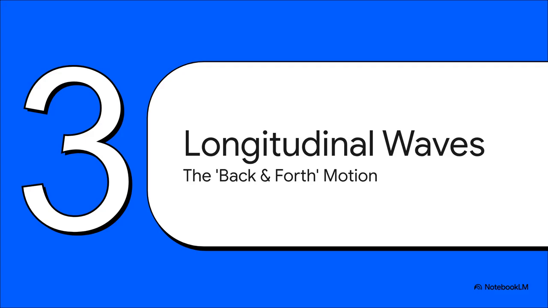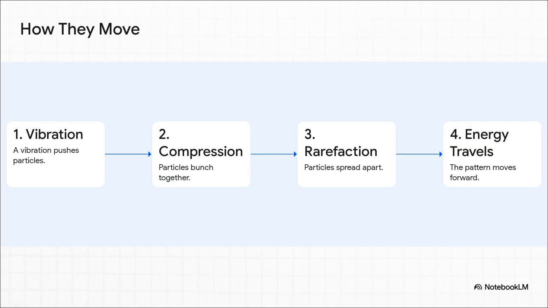All right, time to meet our second main type of wave. If transverse waves were all about moving up and down, longitudinal waves are all about moving back and forth. Think of it like a push and pull. Okay, so this one's a little different. Here's how it works. It starts with a vibration that pushes particles forward. This causes them to get all bunched and squished together in an area we call a compression. Then, as the energy moves along, those particles spread back out into an area called a rarefaction. And you just get this repeating pattern: compression, rarefaction, compression, rarefaction.